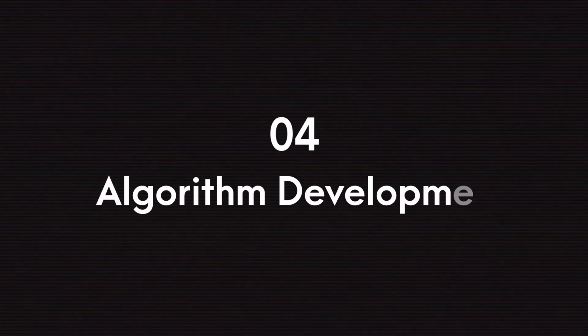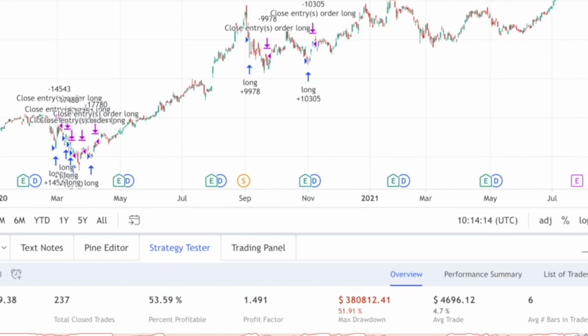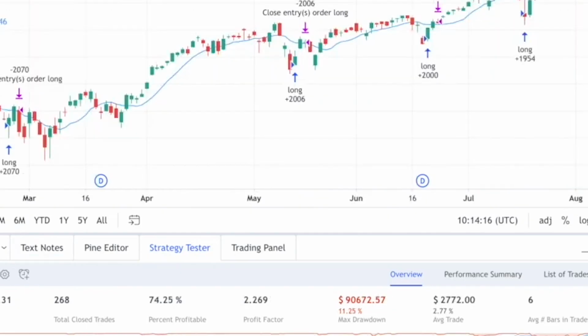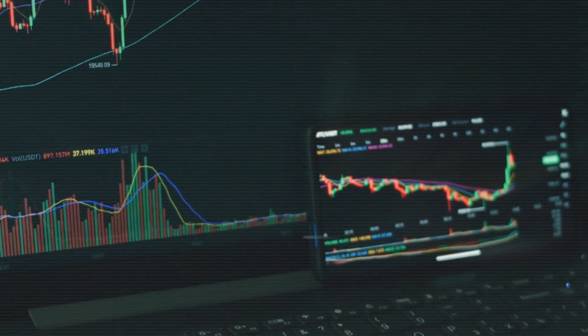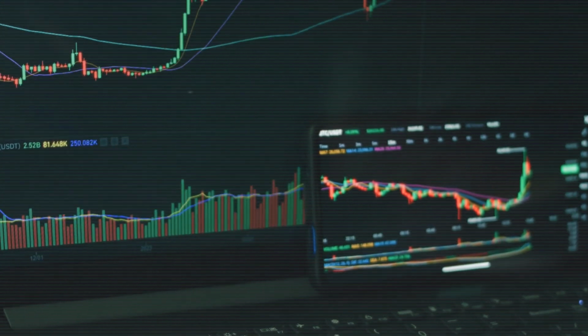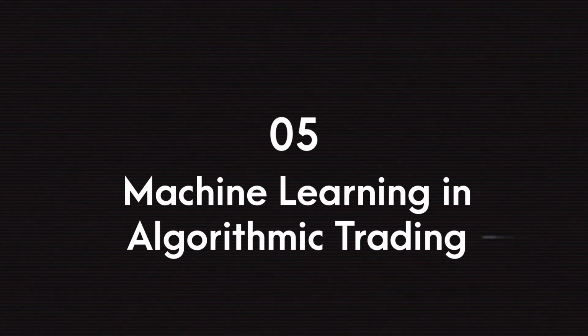4. Algorithm development. Time series analysis is the foundation for developing algorithmic trading strategies. These algorithms can execute trades automatically based on the patterns and trends identified in the data. Number 5. Machine learning and algorithmic trading.